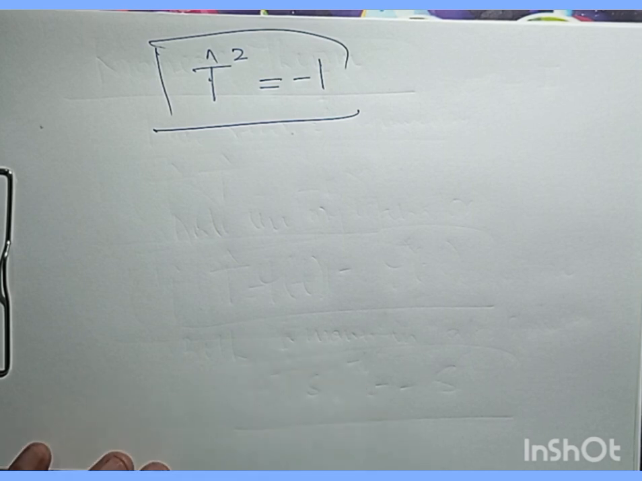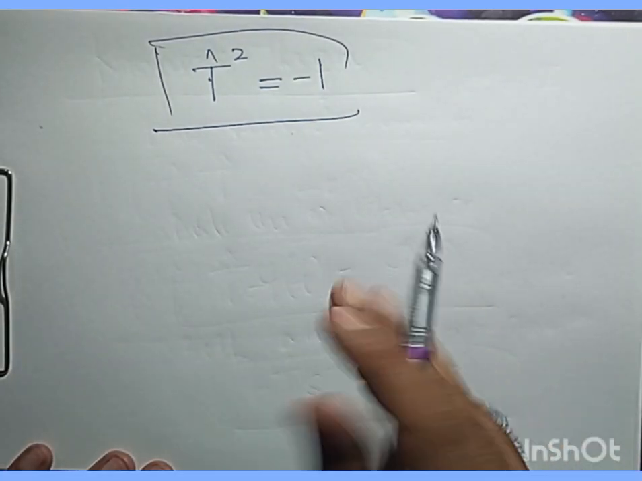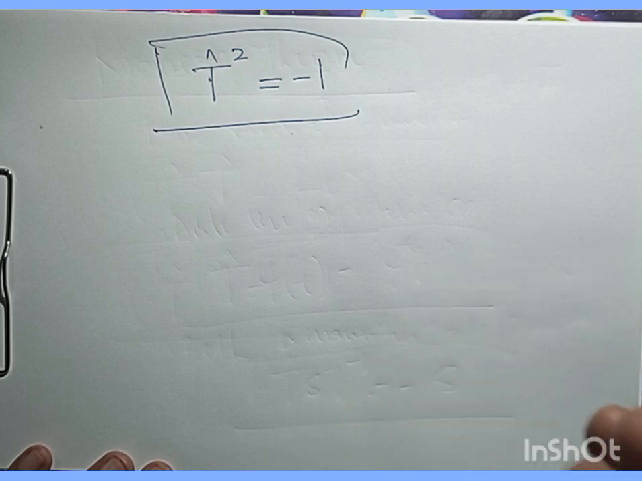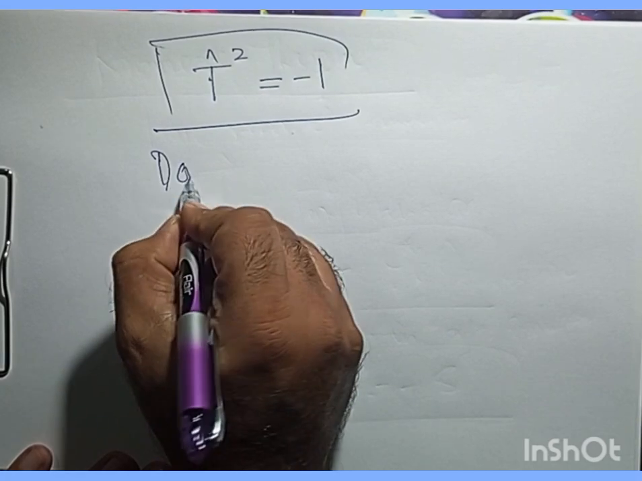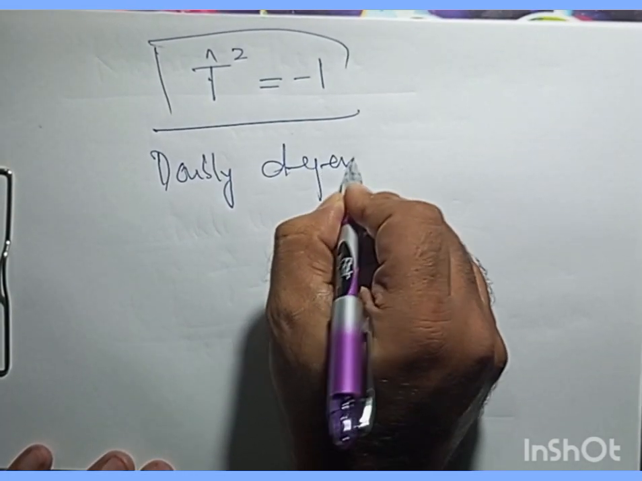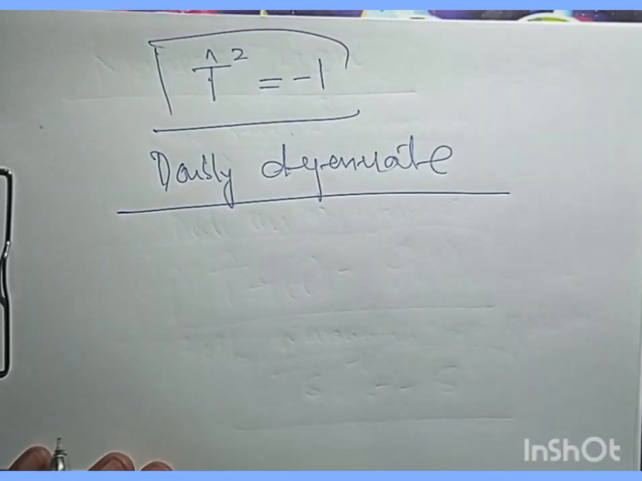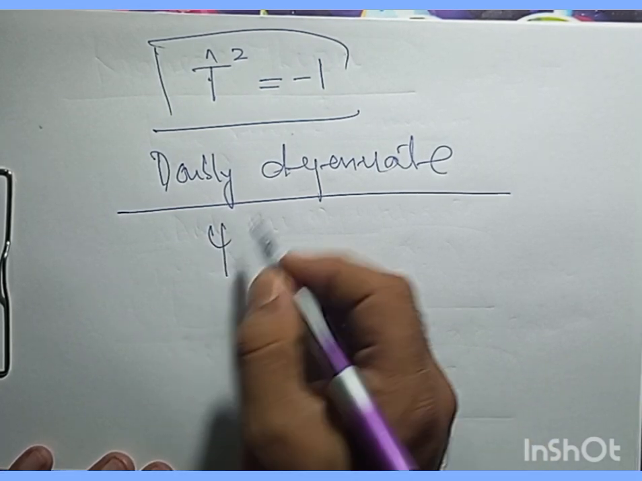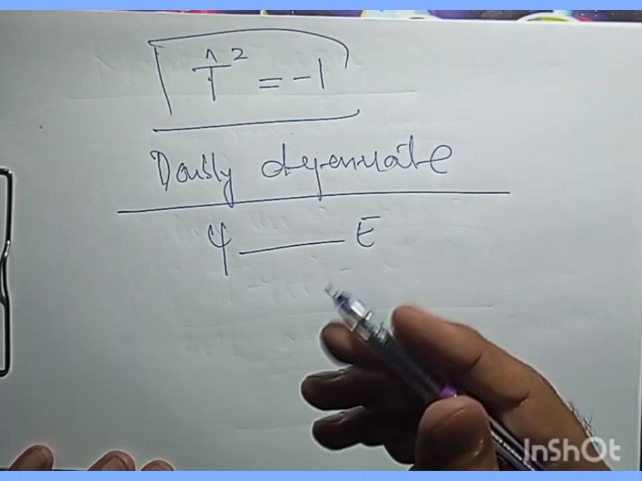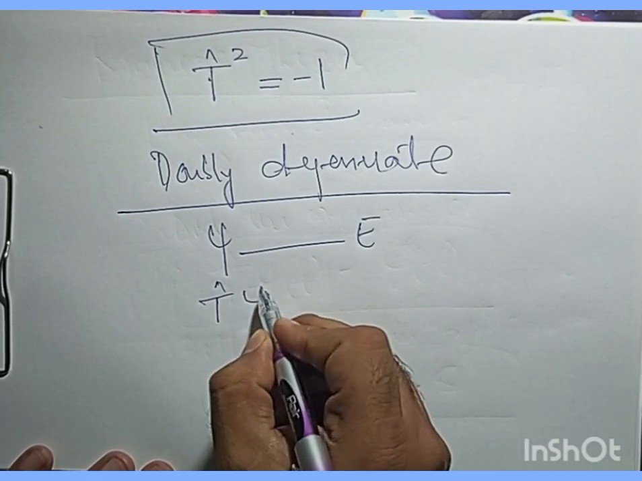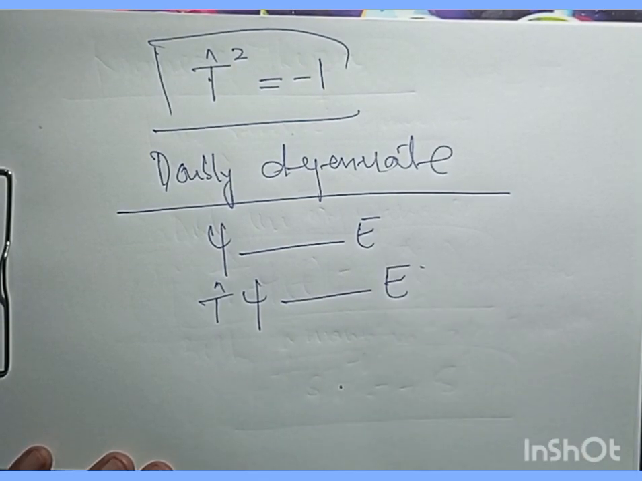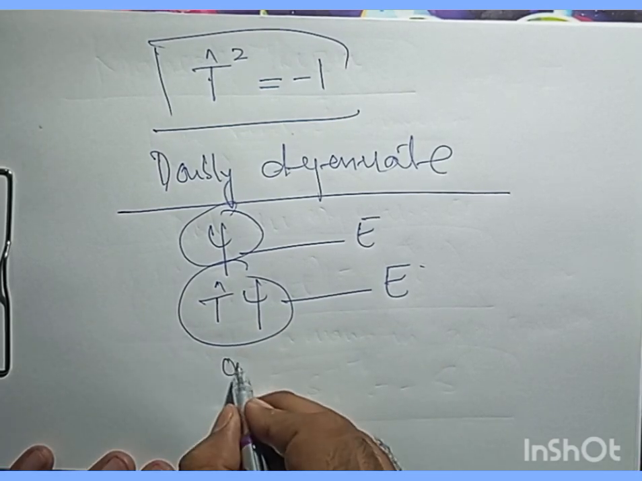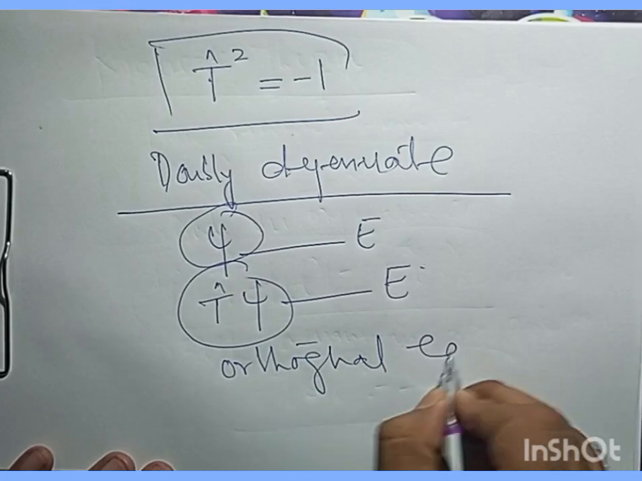Now, what Kramers' theorem states, basically, is that in a quantum system with time reversal symmetry and half integer spin, every energy level is at least doubly degenerate. So what does that mean? That means that for every quantum state psi with energy E, there is another quantum state T cap psi with energy E. But the states psi and T psi are orthogonal to each other.